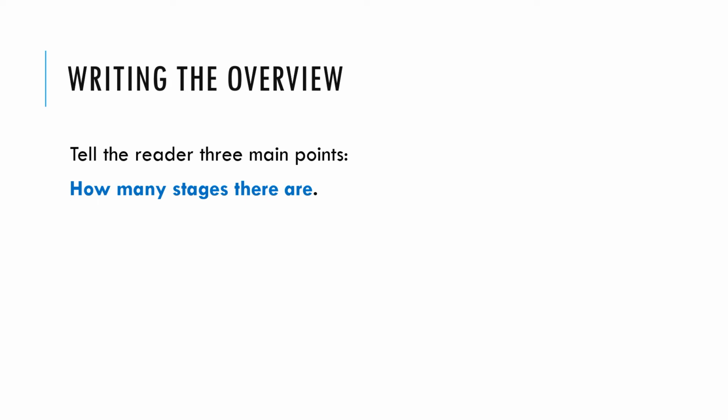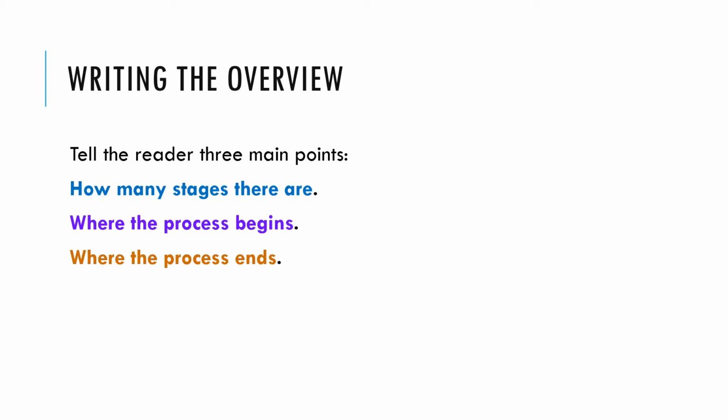The overview for process diagrams is the same sort of idea that we have for all writing task 1 overviews. So we want to tell the reader 3 main points, though 2 will do, and if you want 1 overarching sentence, that will be enough. However, with 3 main points, you're giving a fully fleshed out overview, which hopefully will get you better marks for task response. So we tell the reader how many stages there are, we tell them where the process begins, and we tell them where the process ends. So this is really specific for process writing.